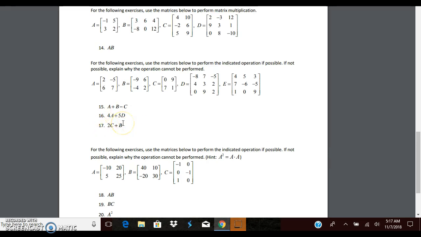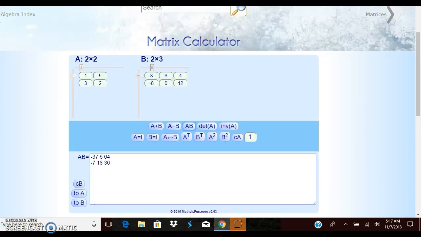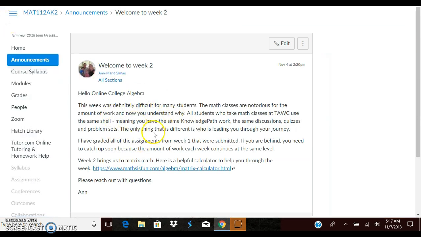But 2 times C plus B, I would multiply 2 times my C matrix and add it to my B matrix. This calculator that I included in that announcement is really helpful. I hope that you guys get to use it.